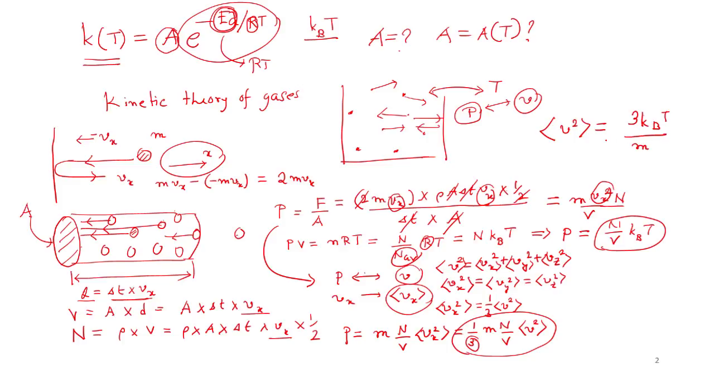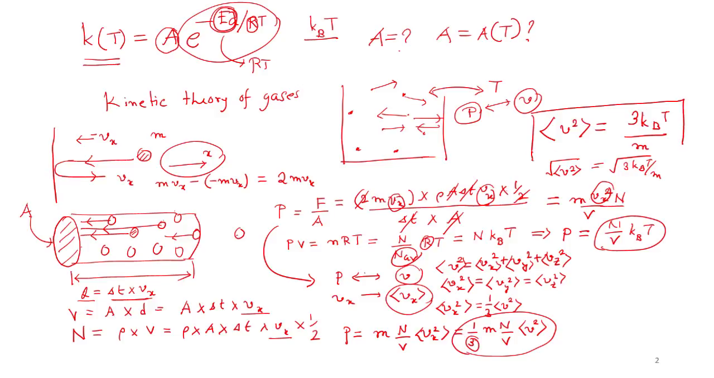Or sometimes we also are interested in calculating the root mean square average, which is nothing but you take the v square average and then square root it, and that will be square root of 3 kBT by m.